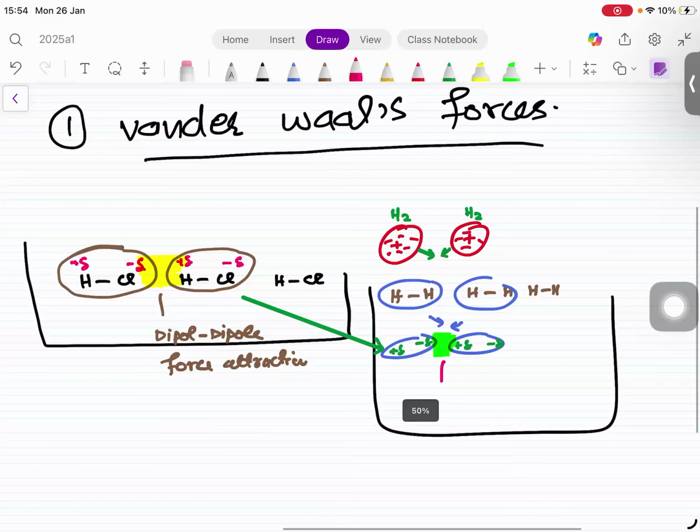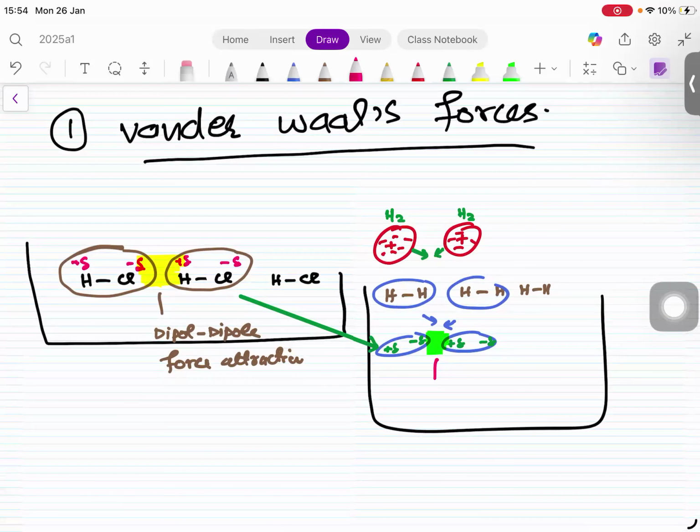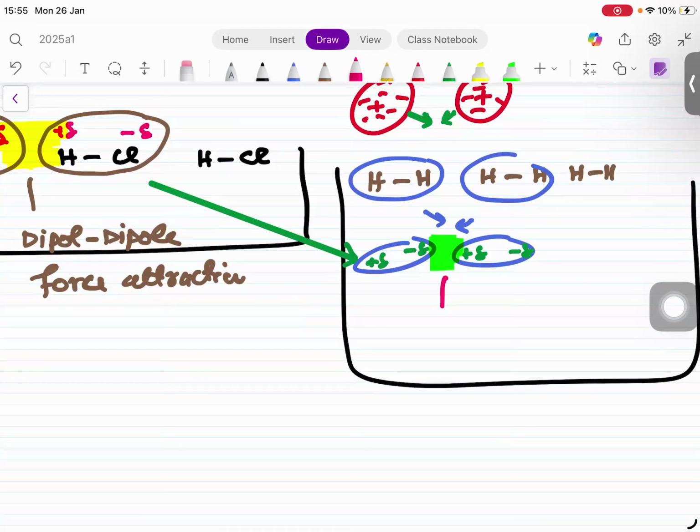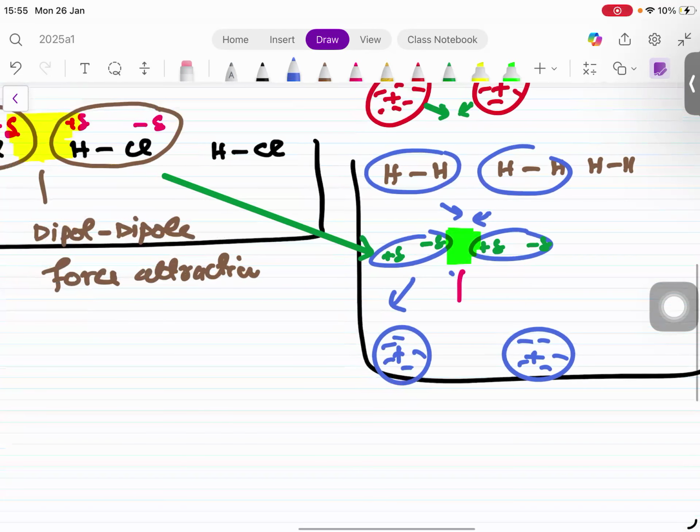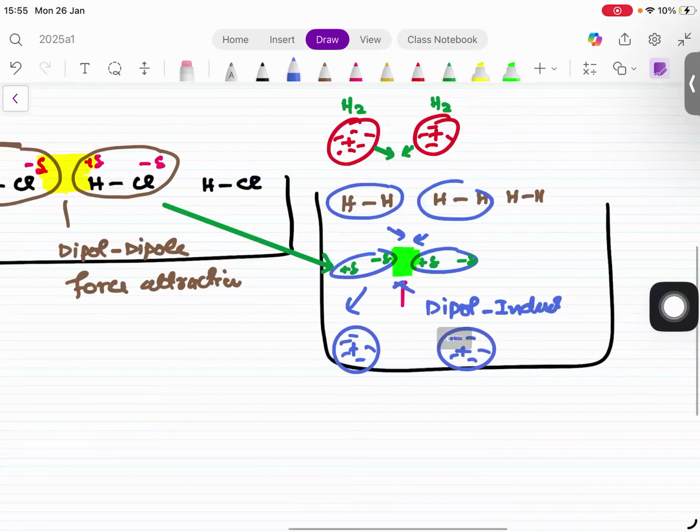But now what is the difference? When the dipole of one and the other dipole end attract, it's obviously the same force. But the only difference is that these dipoles are not permanent. They are just induced. Why temporary? As soon as these hydrogen molecules get away, look, their dipoles are gone. They again become non-polar. That's why this force is the same, but we just change the name. This is known as dipole-induced dipole force of attraction.